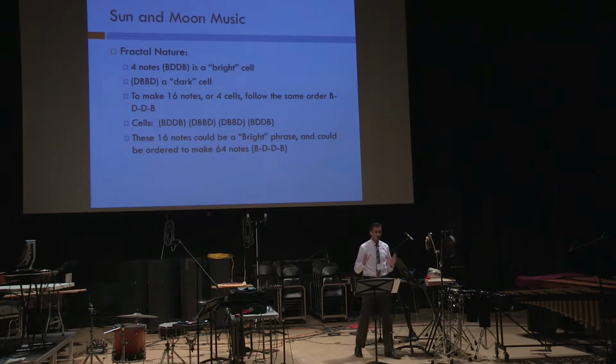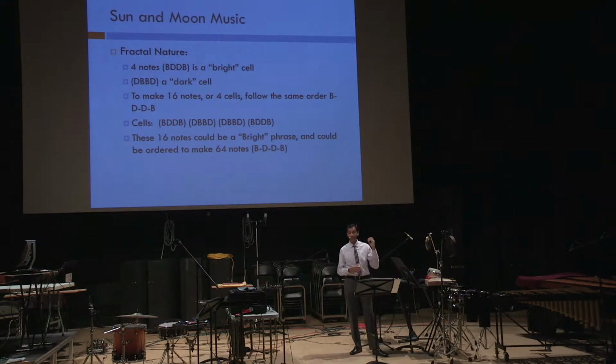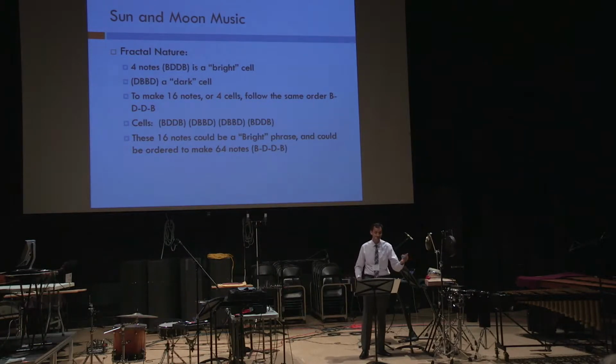So not only can the bright and dark elements in the sequence represent single sonic events, but they can also be assigned to represent 4-note cells that follow the same bright, dark, dark, bright construction. In this case, a bright cell would be bright, dark, dark, bright, and a dark cell would be dark, bright, bright, dark. So these cells are then ordered according to the same structure, resulting in a 16-note pattern: bright, dark, dark, bright, dark, bright, bright, dark, dark, bright, bright, dark, bright, dark, dark, bright. So this process can be repeated infinitely, revealing the fractal nature of the series.